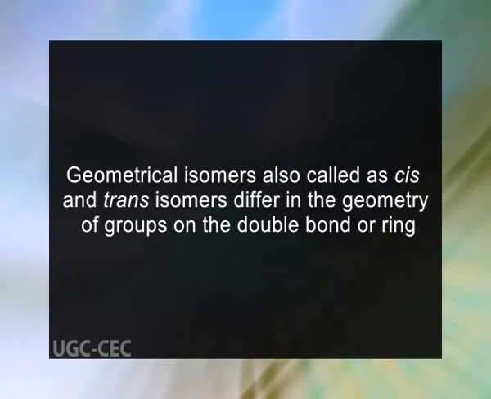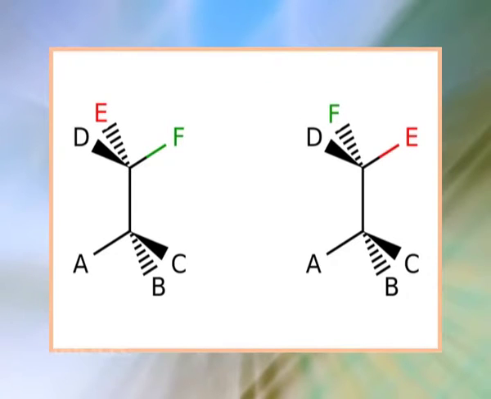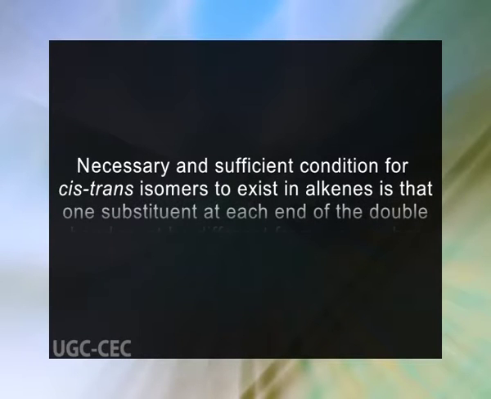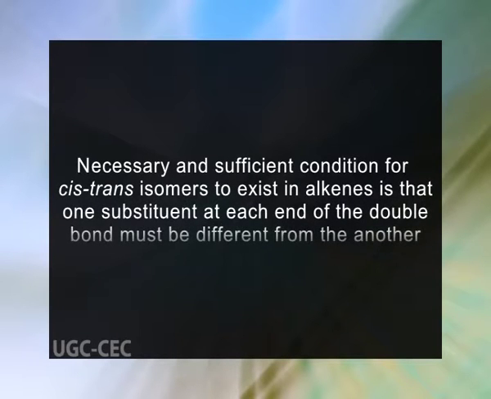or ring. Isomers with similar groups on the same side of the double bond are known as cis, and those with similar groups on opposite sides are known as trans. Geometrical isomers are diastereoisomers. The necessary and sufficient condition for cis-trans isomers to exist in alkenes is that one substituent at each end of the double bond must be different from the other.